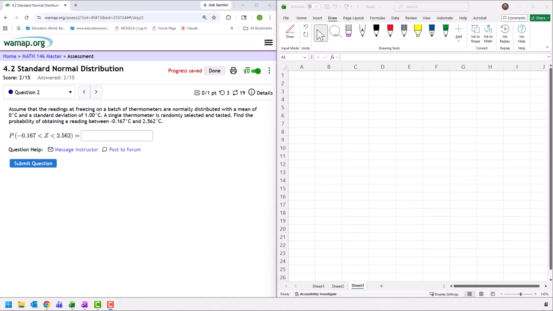All right, back here with a couple more examples. We'll see how many we get done here on section 4.2, the standard normal distribution. And we have it here.